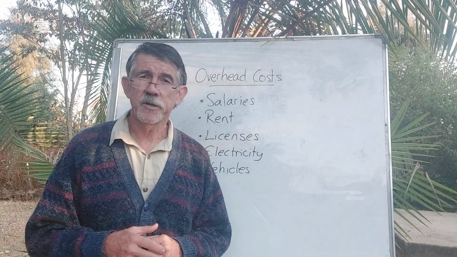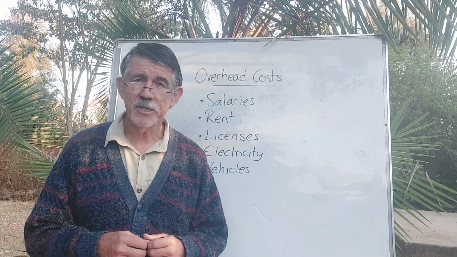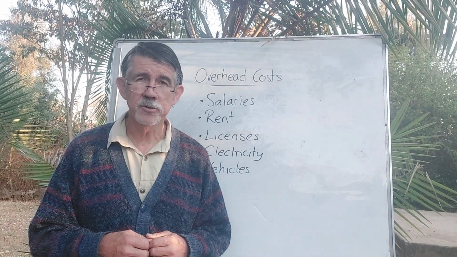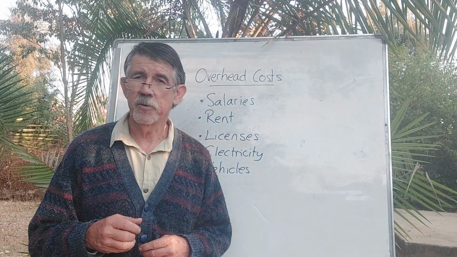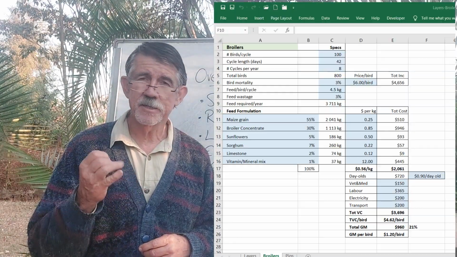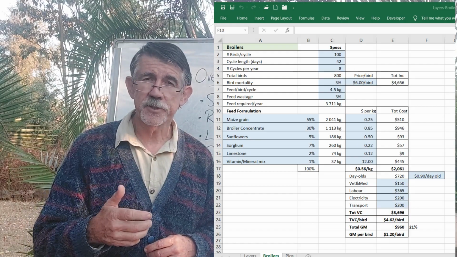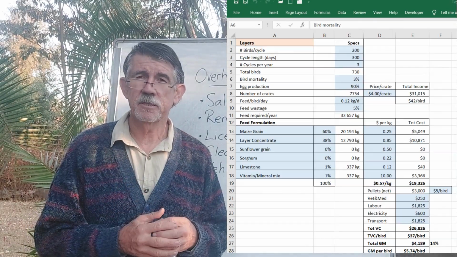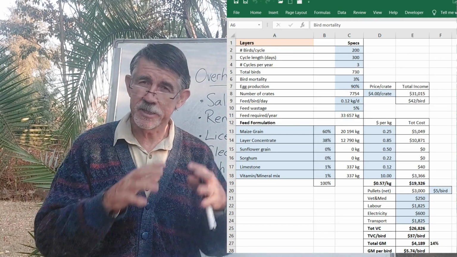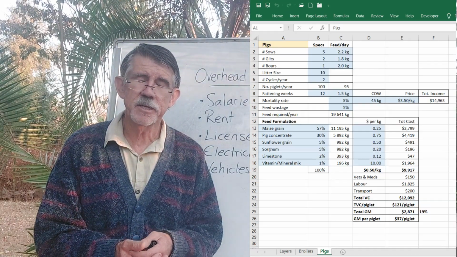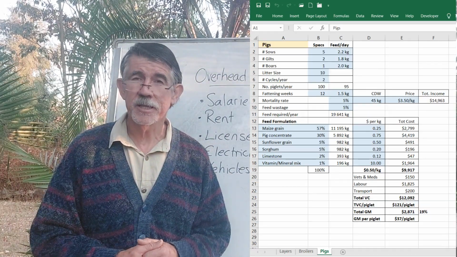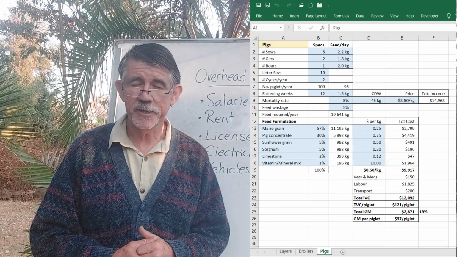Now I have got spreadsheet budgets. These are templates that you can use for things like broilers, layers, pigs, cattle, crops. So all these budgets are on a template form on an Excel spreadsheet, and you're welcome to get these. If you just ask me, I'll send them to you by email.